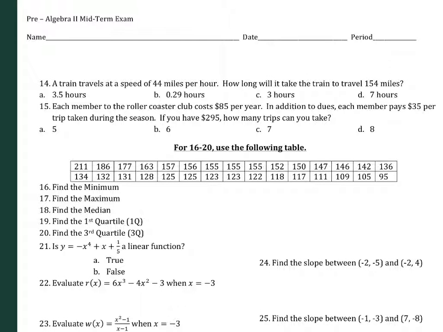Okay, guys, number 14 says you got a train that travels at a speed of 44 miles per hour. How long, that's a time, will it take the train to reach 154 miles? Again, you need to remember on this that distance equals rate times time. So in this problem they give you miles per hour. That would be your speed or your rate, and they give you how far. We need to know time, how long. So plug into this equation and solve for time. You've got 4 choices. Again, 3.5 hours, 0.29 hours, 3 hours, or 7 hours.